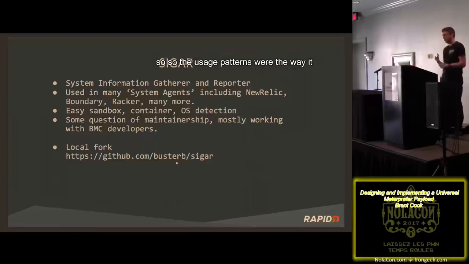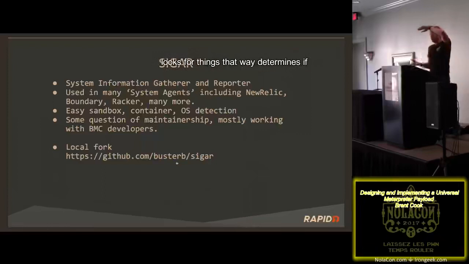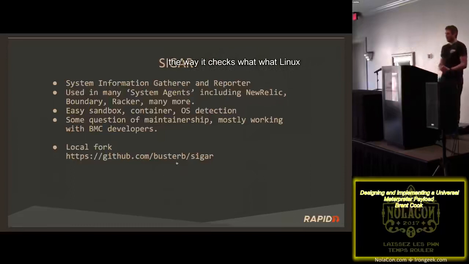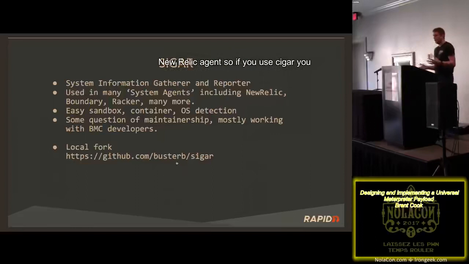So, the usage patterns, the way it looks for things, the way it determines if you're in a sandbox, the way it determines if you're inside a container, the way it checks what Linux version you're on, it looks just like the New Relic agent. So if you use Cigar, you not only save yourself having to write a lot of code for introspecting systems, but it also basically makes it look completely legitimate.